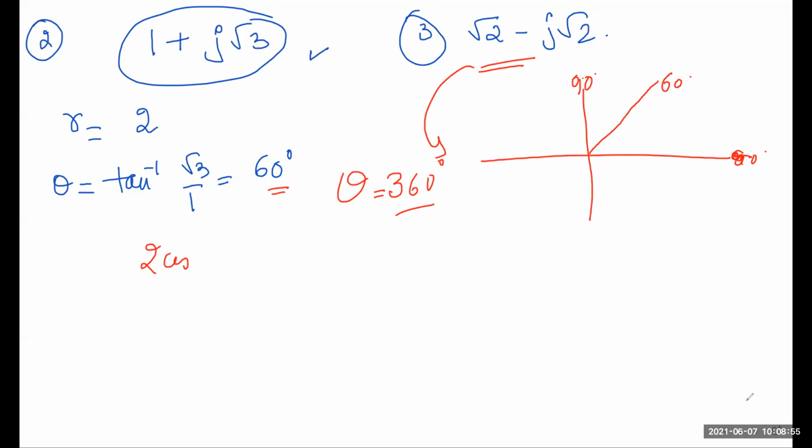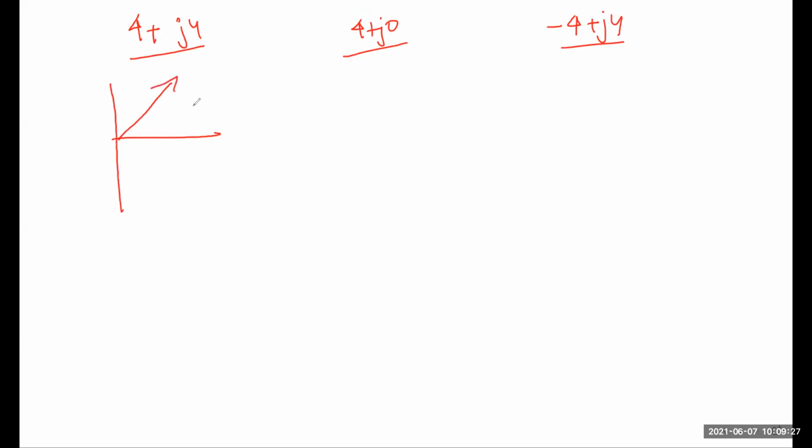Okay, wait, this I will do, but let me tell you one thing before this. See, suppose I take a particular term 4 plus J4. This is one term. 4 plus J0 is another term. Minus 4 plus J4 is another. Try to understand the variations. 4 plus J4, if you consider any quadrant, it comes in this quadrant: 4 to the right and 4 up. Two 4s are there, one 4 for right and one 4 up.